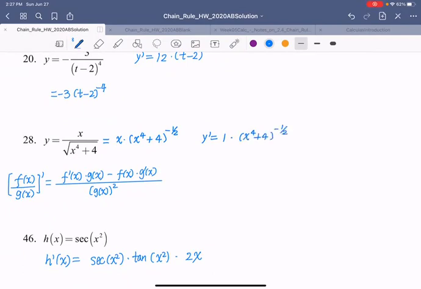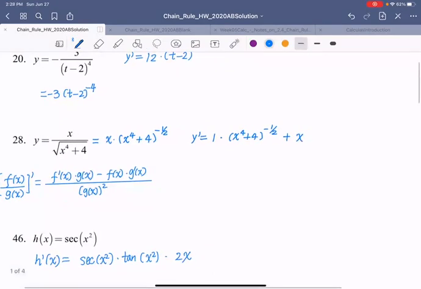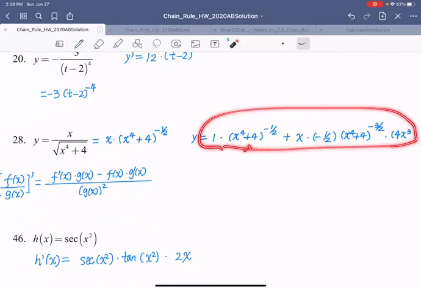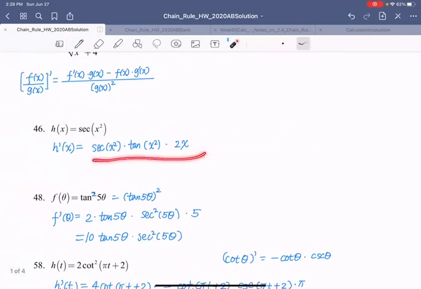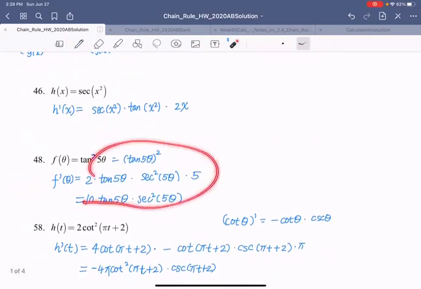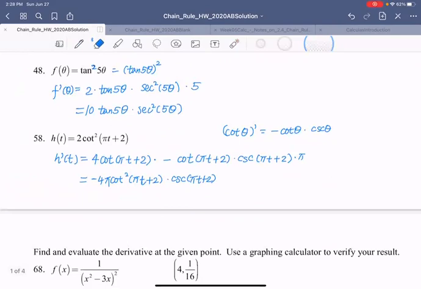And then plus negative 1/2 times x to the 4 plus 4 to the power negative 3/2, and then times 4x cubed. Okay, that's it. So the product rule is better than the quotient rule most of the time. All right, this is an easy question.